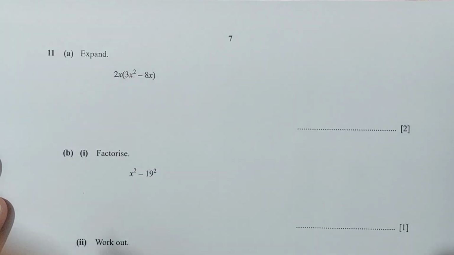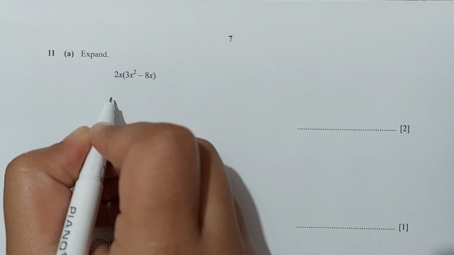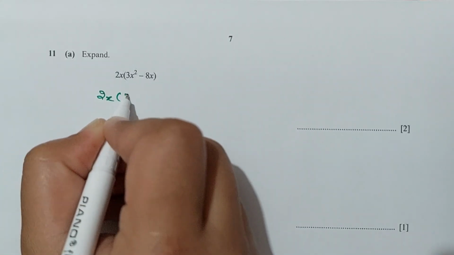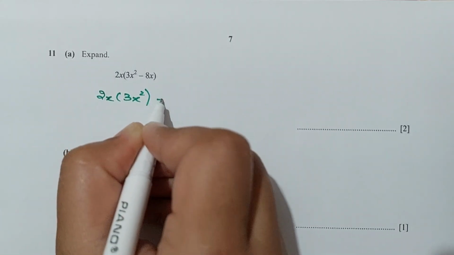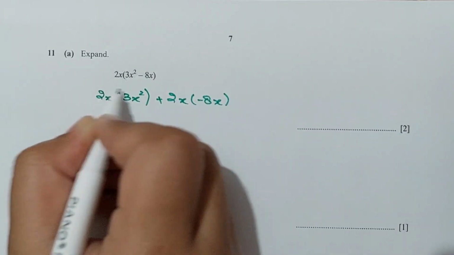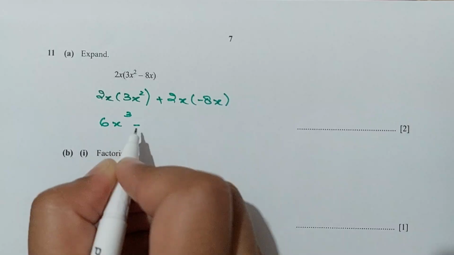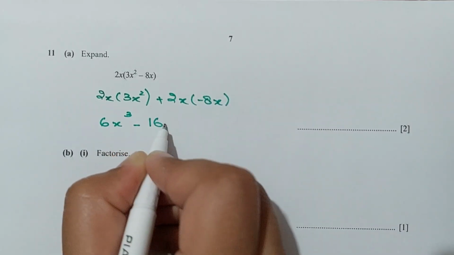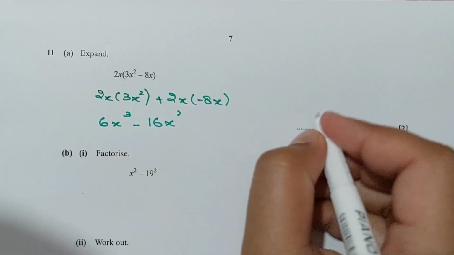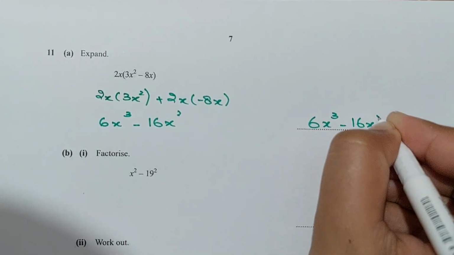Question number 11, part A, we have to expand this. So 2x with 3x square and plus 2x with negative 8x. 2 times 3 is 6x cube minus 2 times 8 is 16x square. So the simplified answer is 6x cube minus 16x square.